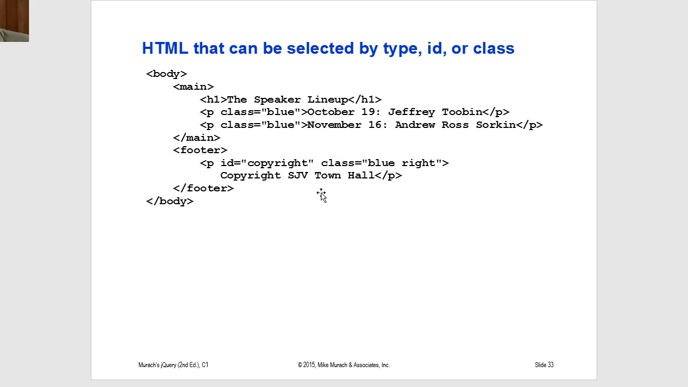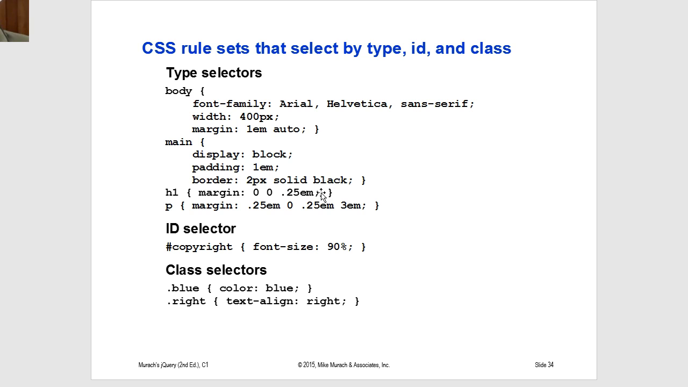HTML can be selected by type, ID, or class. So here's some examples. If you take a look at the P tag, the P tag class is set to blue. And so in the CSS, there is probably a P class called blue. Also, there's an ID P tag for copyright, so in the CSS, there's probably a reference to the ID for the P tag. And if there was a P tag with no class or no ID, then it would be referenced all by itself.